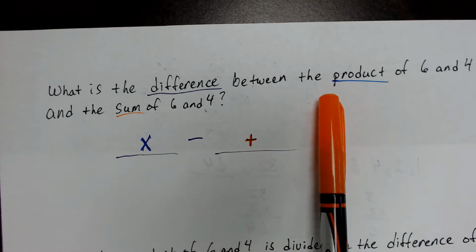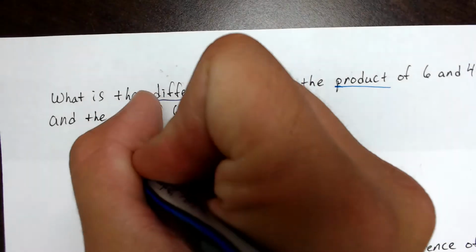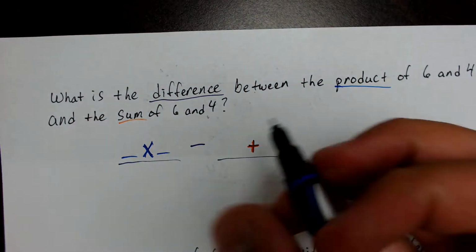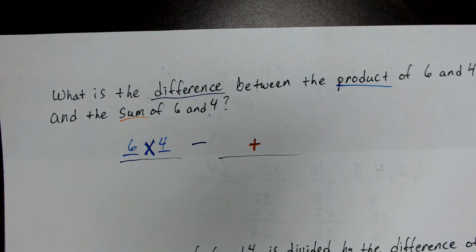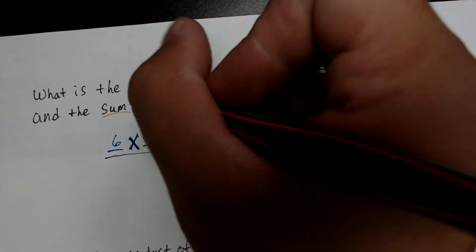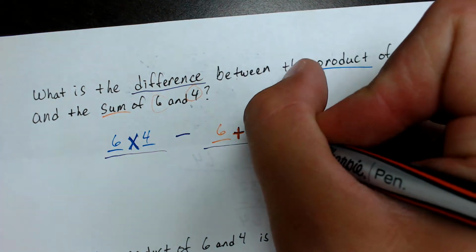Now the product, I can go ahead and fill in the blanks here. So the product is also going to have two blanks on either side of it, and that's going to be the numbers 6 and 4. So I'm multiplying 6 and I'm multiplying 4. Now for the sum, I'm adding two numbers, so 6 and 4. I'm going to put those in my blanks for the sum, 6 and 4.